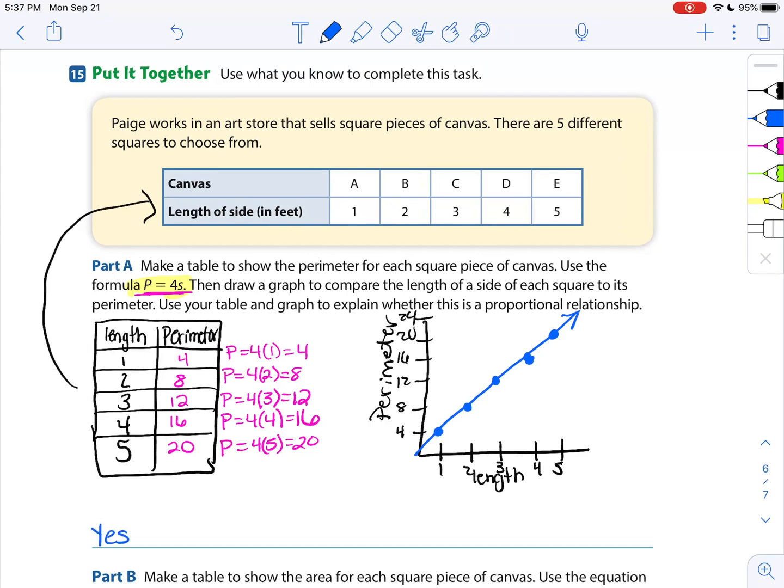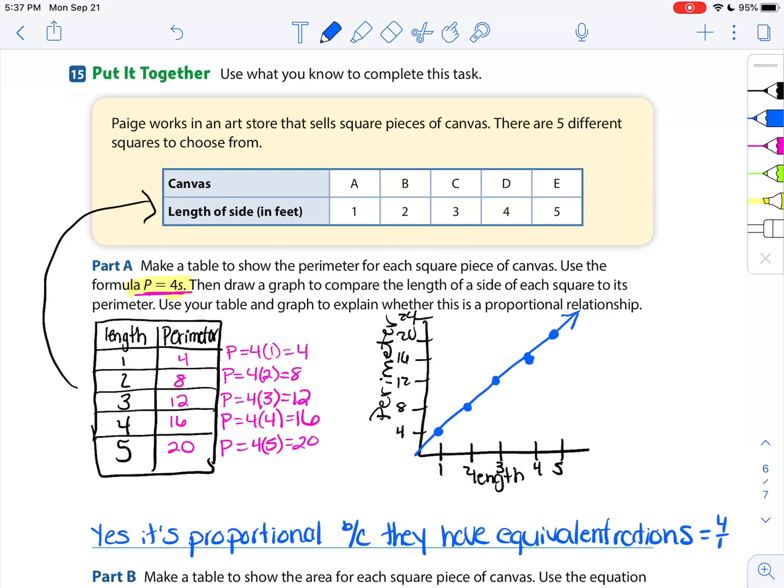So yes, it's proportional because they have equivalent ratios equal to 4 over 1, and the graph is a straight line going through the origin.